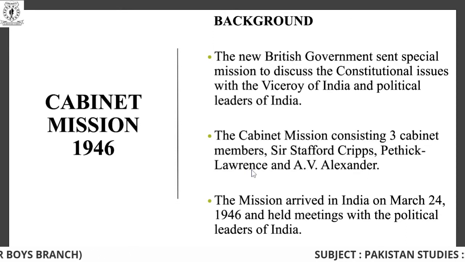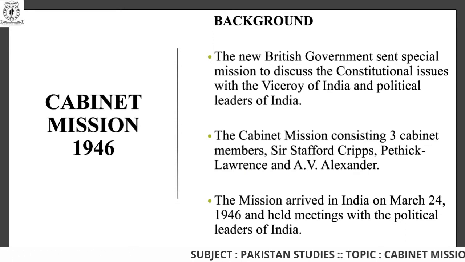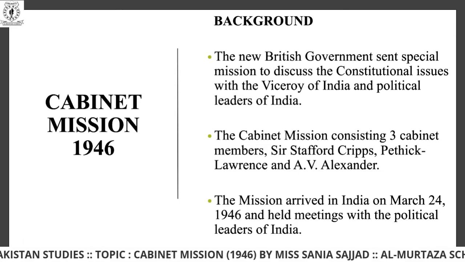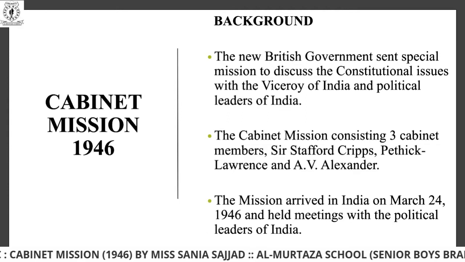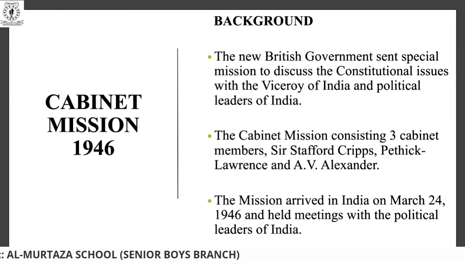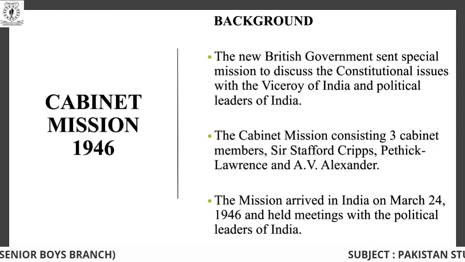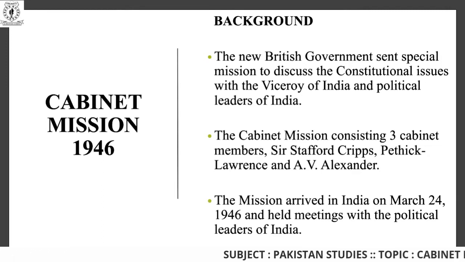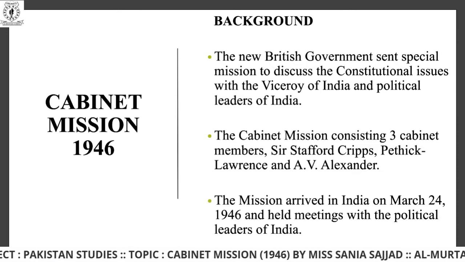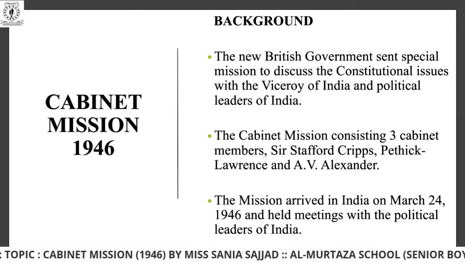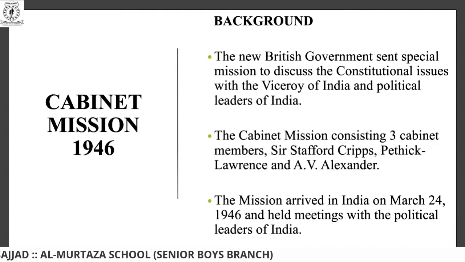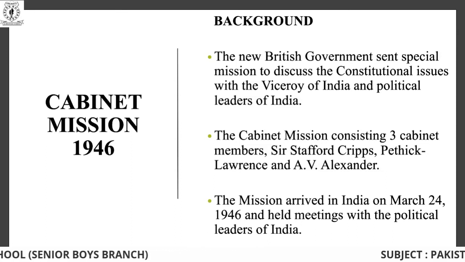Now coming towards the next part, the cabinet mission consisted of three cabinet members: Sir Stafford Cripps, Pethick Lawrence, and A.V. Alexander. When we talk about a cabinet, it means a group of people who are sitting together in the government and discussing what should be done next. This is the main reason that this event is famous with the name of cabinet mission. So there were three basic members who took the decisions and discussed what was happening in the surroundings. One was Sir Stafford Cripps, the other one was Pethick Lawrence, and the third one was A.V. Alexander.